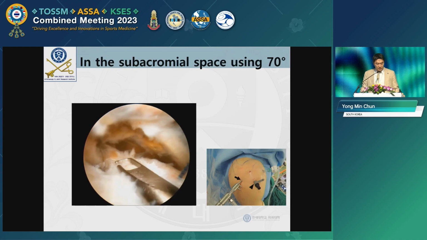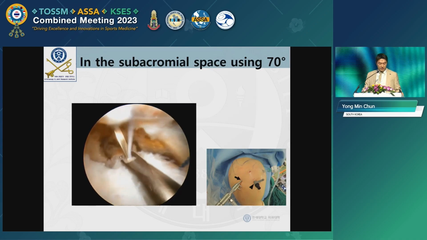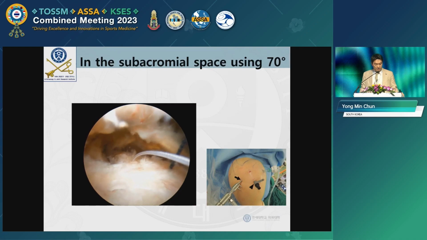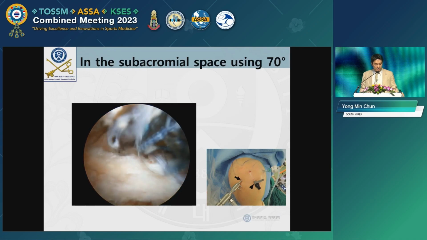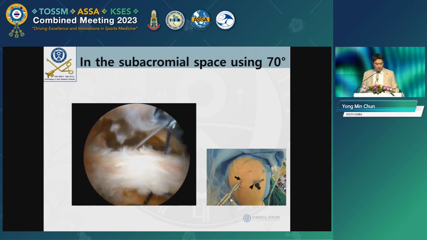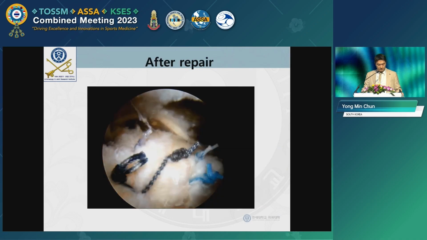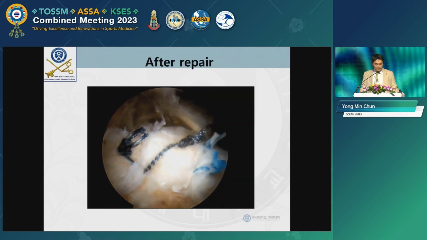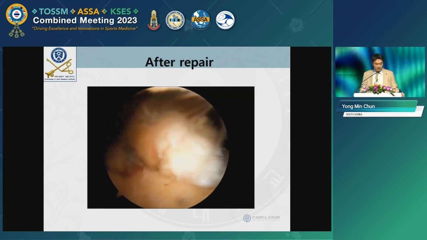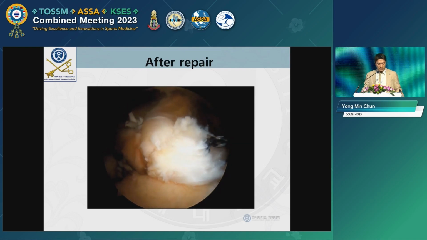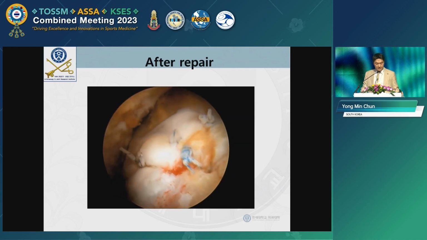And then for this case, I used two anchors for repair. After anchor insertion and using the suture passer, the suture was passed like this. And for the subscap, I performed the repair in a single-row fashion. And for this patient, the anterosuperior tear was repaired like this.